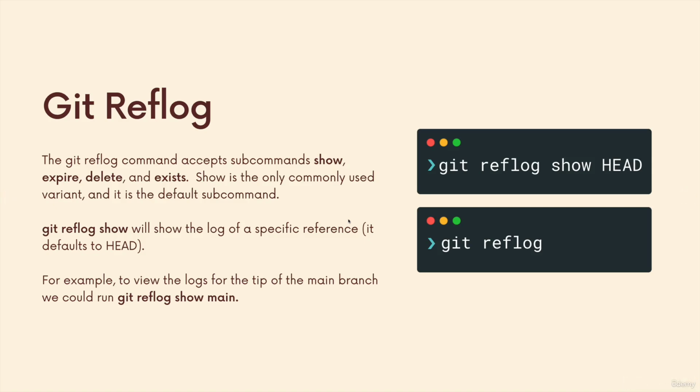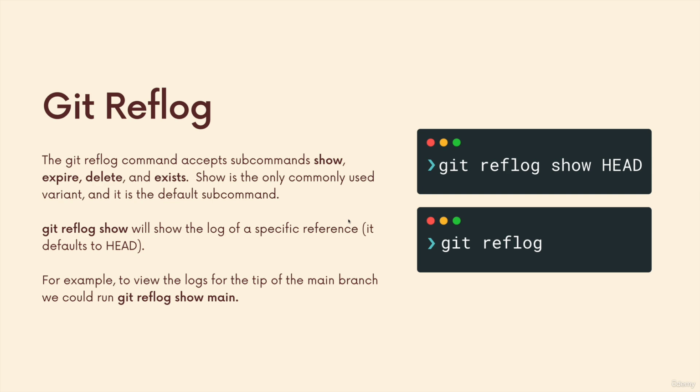Okay, so now we move on to the git reflog command. This command works with 4 different subcommands, but the good news for us is we only need to care about one, which is the git reflog show subcommand. The other 3, expire, delete, and exists, are not really used.